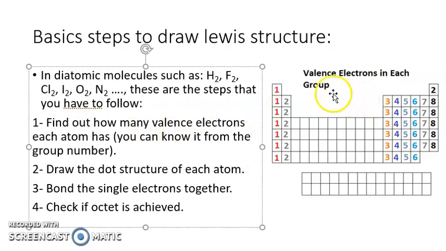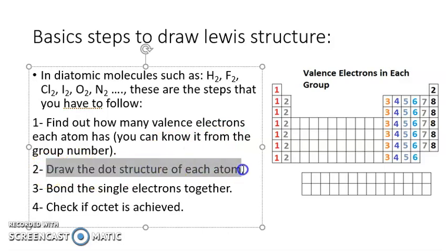From the periodic table. Group 1, 1 valence. Group 2, 2 valence. Group 13, 3 valence. Group 14, 4 valence electrons. 15, 5 valence electrons. 16, 6 valence electrons. 17, 7 valence electrons. Group 18, no need to worry about these because they don't bond.